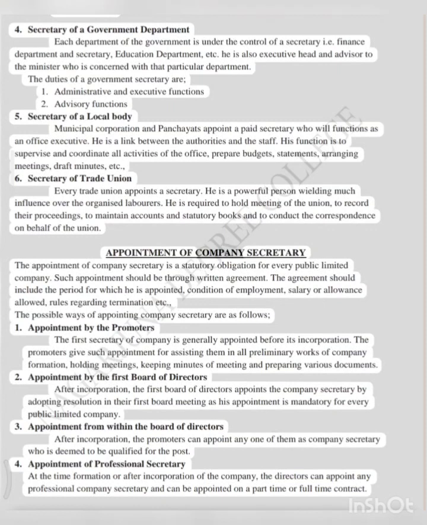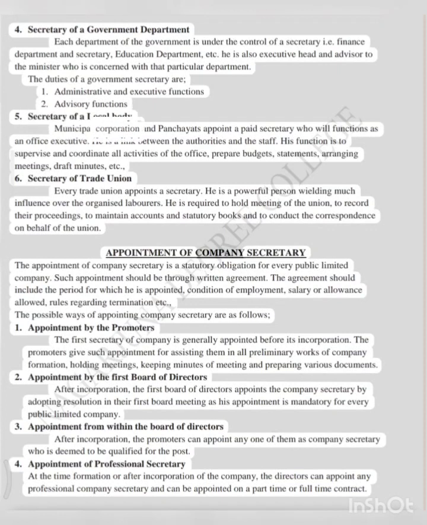Corporate Administration. 4. Secretary of a government department. Each department of the government is under the control of a secretary, i.e. finance department secretary, education department secretary, etc. He is also executive head and advisor to the minister who is concerned with that particular department. The duties of a government secretary are: 1. Administrative and executive functions. 2. Advisory functions.